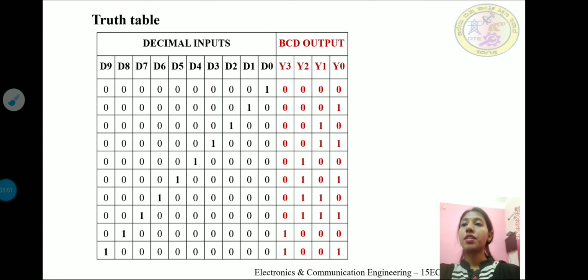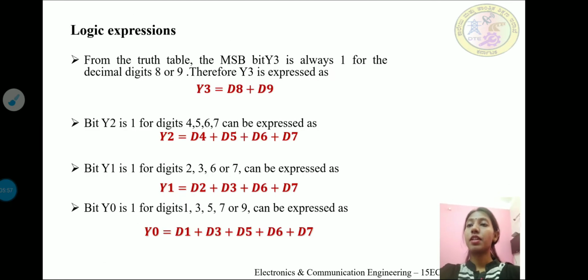So the logic expressions for the decimal to BCD encoder are as shown here. From the truth table, the MSB bit Y3 is 1 for the decimal digits D8 or D9. So the expression is written as Y3 is equal to D8 plus D9, where the plus symbol represents the OR operation. And the output bit Y2 is 1 for the decimal inputs 4, 5, 6 and 7. So it is expressed as Y2 is equal to D4 or D5 or D6 or D7.